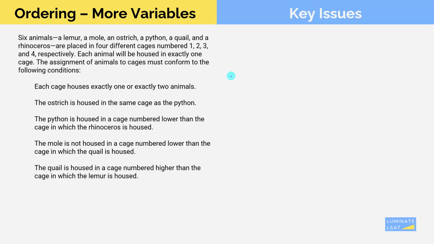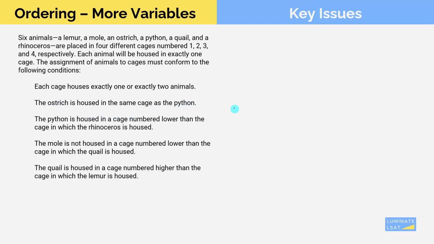In this section, I want to introduce or emphasize 3 key issues that will frequently come up in ordering games that involve more variables than the number of slots. And those are, first, the importance of directly representing into your main diagram numbers-related issues or numbers-related rules, like this first one. The second issue is how we handle must-be-together rules, like this second one telling me that these 2 variables, O and P, have to be together.